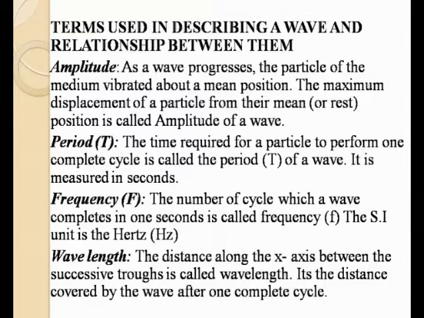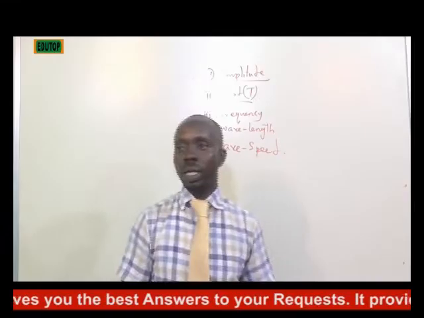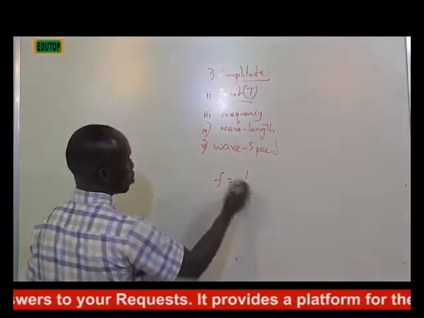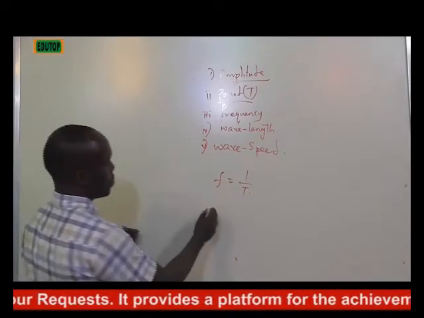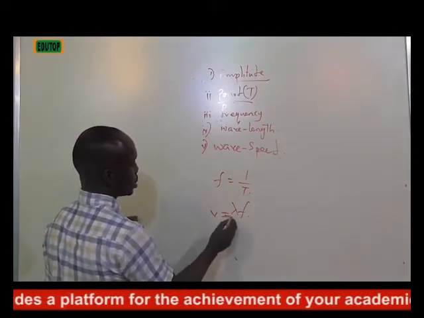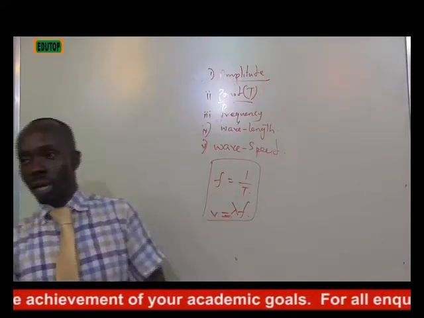Now, another one we call the wave speed. Wave speed is the distance which a wave travels in 1 second. Do you understand? Now, the relationship between period, frequency, lambda, and velocity, that's the speed. We said frequency is the inverse of period T. Velocity is the product of frequency times lambda. Are we seeing it now? So these two formulas will be used in our subsequent calculations.